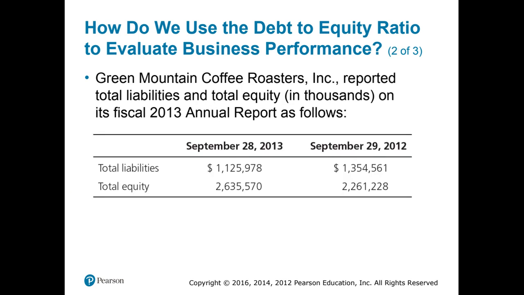So how do we use the debt to equity ratio to evaluate business performance? Green Mountain Coffee Roasters reported total liabilities and total equity in thousands on its fiscal 2013 annual report as follows. So here we're saying that on September 2013, total liabilities were this, total equity was this. In 2012, our liabilities was this, and our equity was this. So did our liabilities go up or down from year to year? No, way, down. They went down.